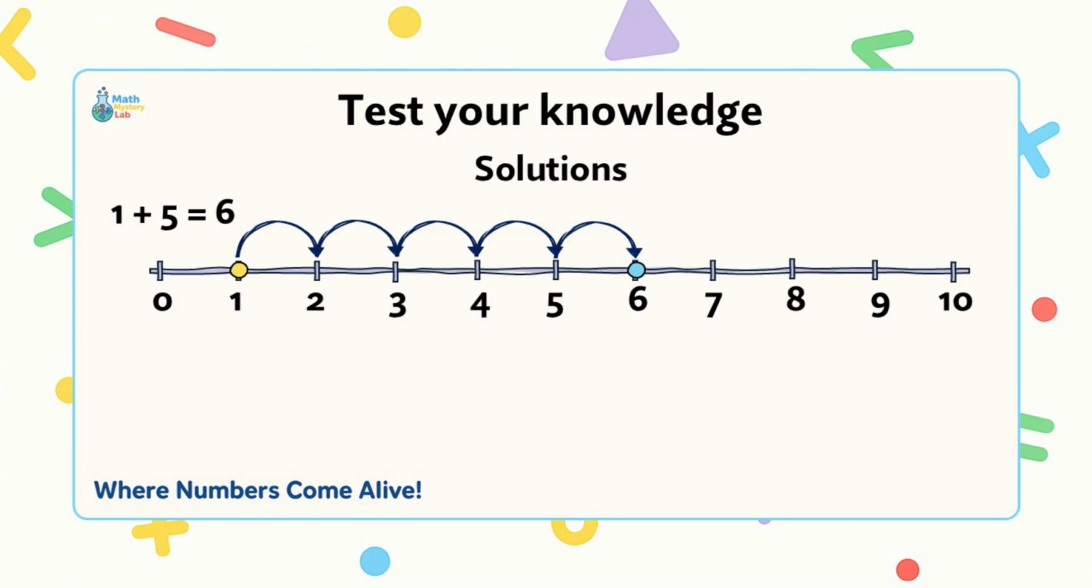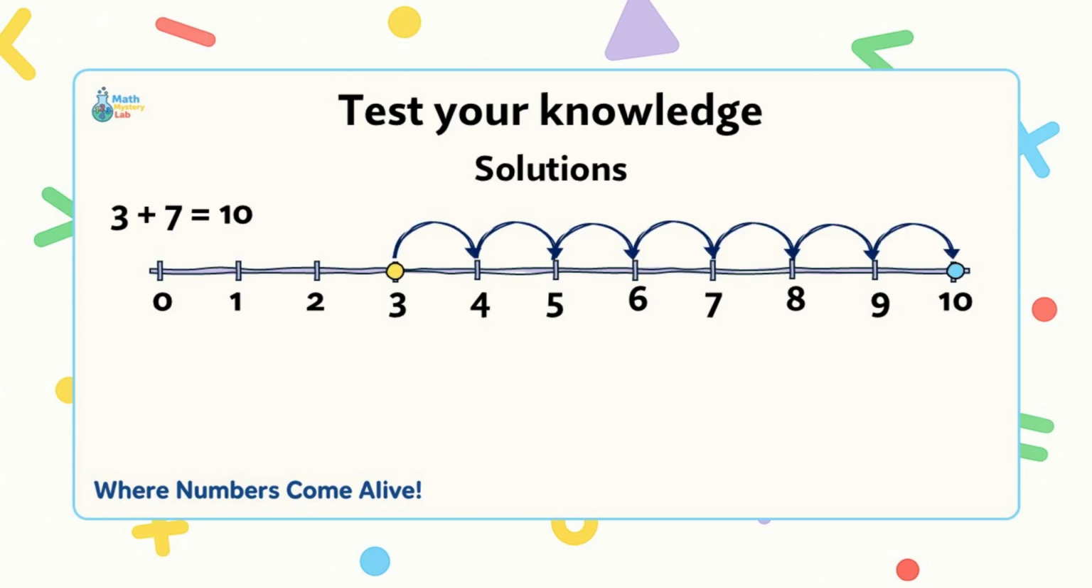1 plus 5 is equal to 6. Start on the 1 and jump 5 times, or start on the 5 and jump 1 time. 3 plus 7 is equal to 10. Start on the 3 and jump 7 times, or start on the 7 and jump 3 times.